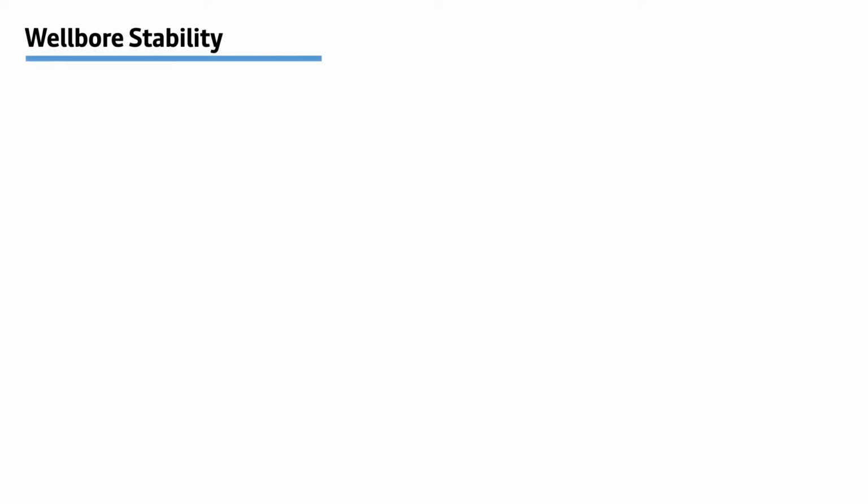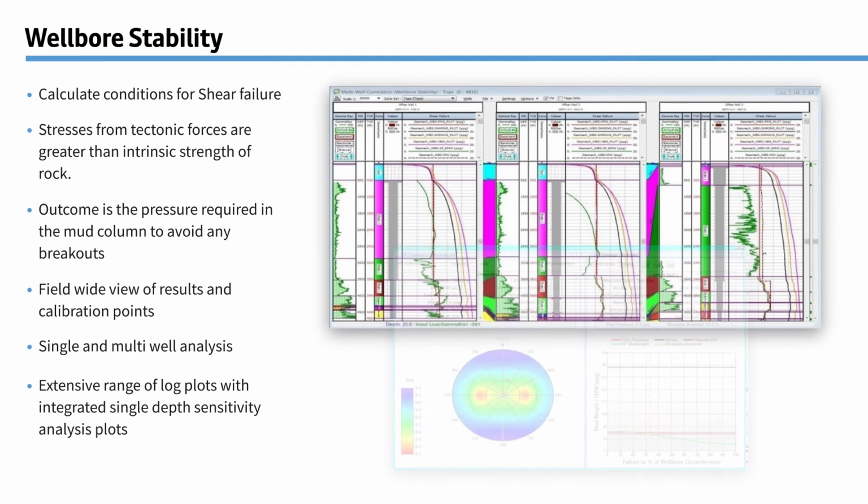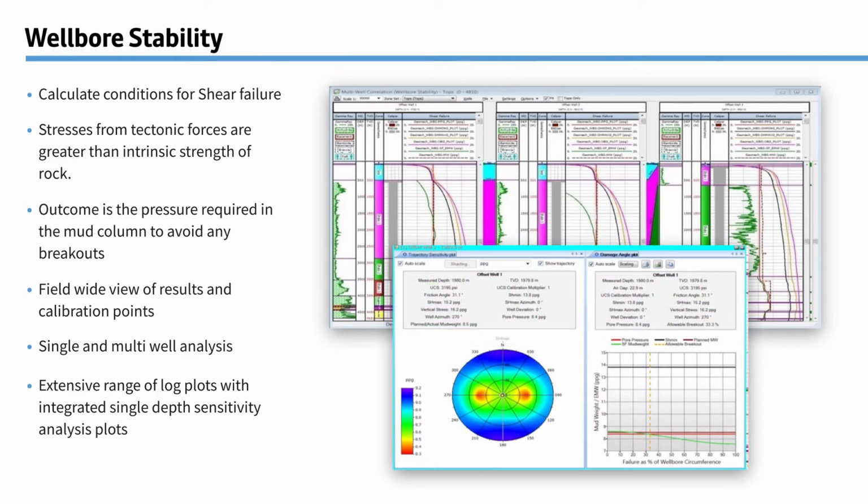Next module is Wellbore Stability. This time we're actually looking at the stress on the rock face itself. How much pressure would be required, or how much stress would be required to result in a breakout, and what would be the optimum weight of the mud column to avoid these breakouts. Again, this can be done single well or multi-well across the whole field.